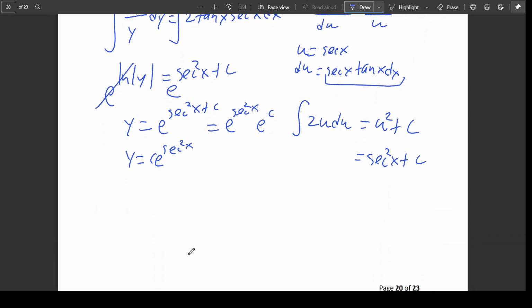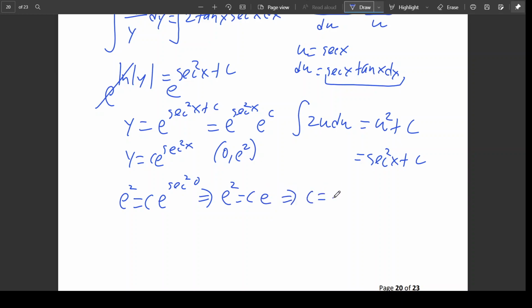Now I'm going to plug in my initial condition, which is (0, e squared). If I plug that in, I'll get e squared equals c times e to the secant squared of 0. Remember, secant is 1 over cosine, and cosine of 0 is 1. This would be 1 over 1 squared, which is just 1. So I get that e squared equals c times e. And if I solve this for c, I get c equals e.